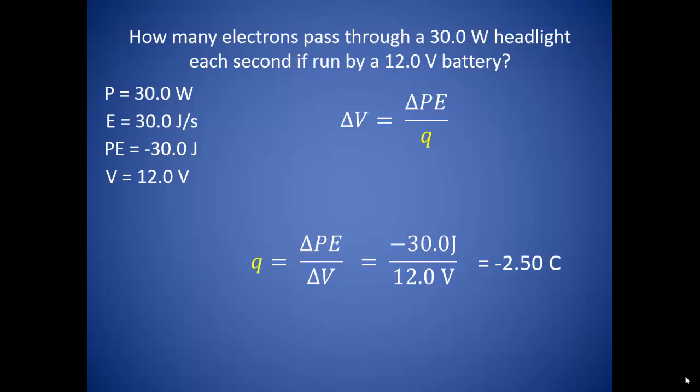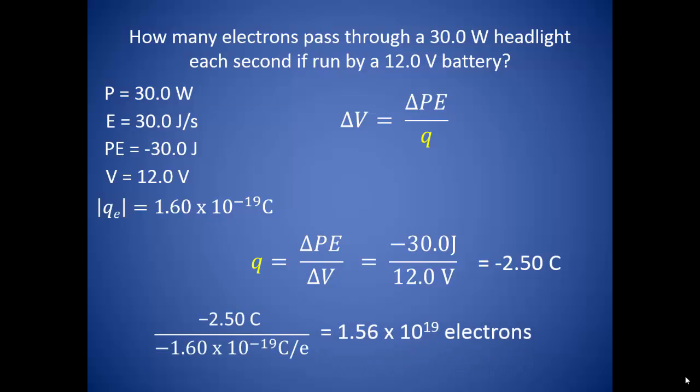However, we are asked about the number of charges. If you remember from our discussion of static electricity, the charge on one electron is 1.60 times 10 to the negative 19th coulombs. So taking our total charge per second and dividing it by the charge of one electron, we can find that there's 1.56 times 10 to the 19th electrons flowing through the headlight each second.